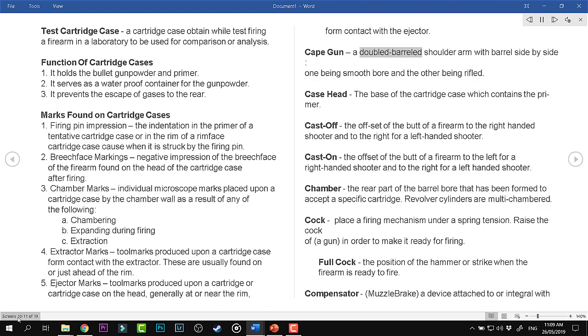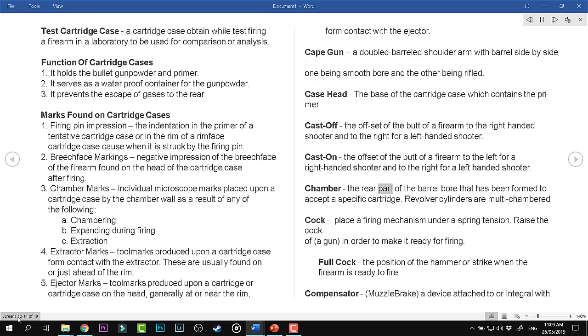Cape gun, a double-barreled shoulder arm with barrels side by side, one being smoothbore and the other being rifled. Case head, the base of the cartridge case which contains the primer. Cast off, the offset of the butt of a firearm to the right for a right-handed shooter and to the left for a left-handed shooter. Cast on, the offset of the butt of a firearm to the left for a right-handed shooter and to the right for a left-handed shooter.